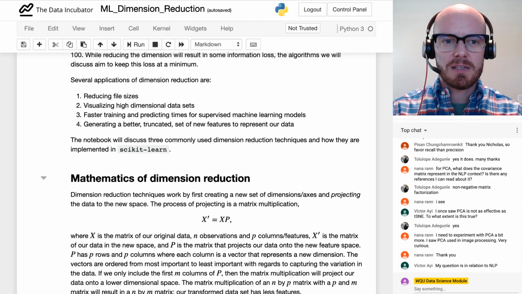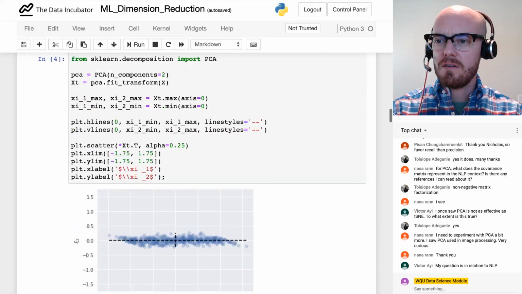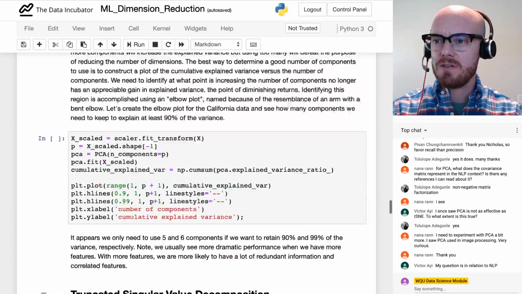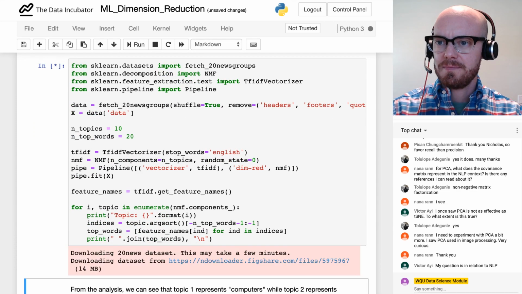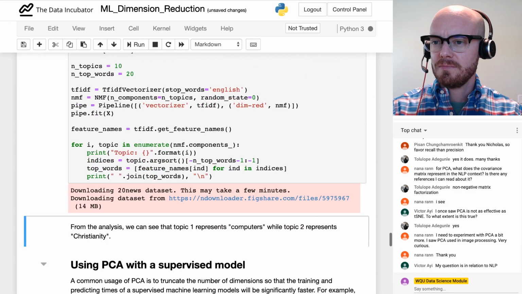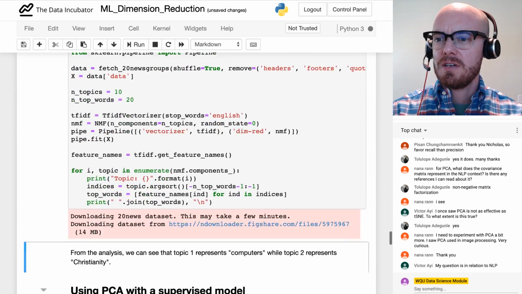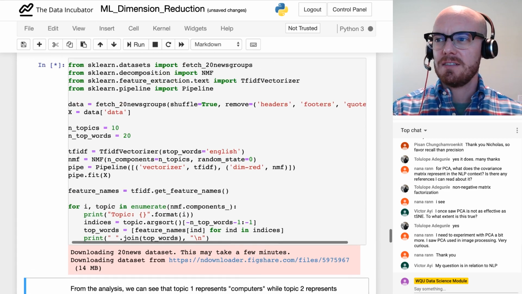Okay, so let's roll down here to, where are we? Details, choosing the right commands, non-negative matrix factorization. Okay, let me just download this here. Give me a second while I download the data set.